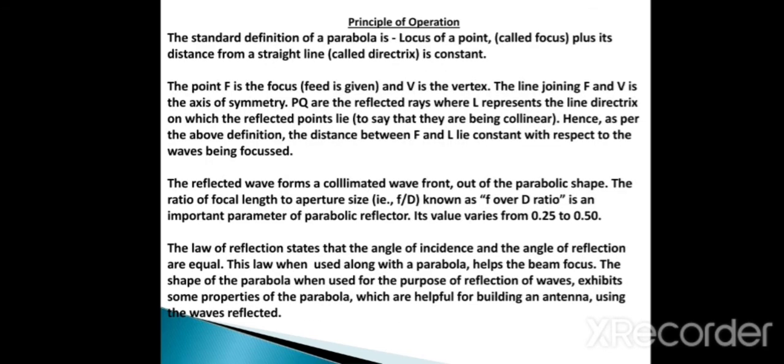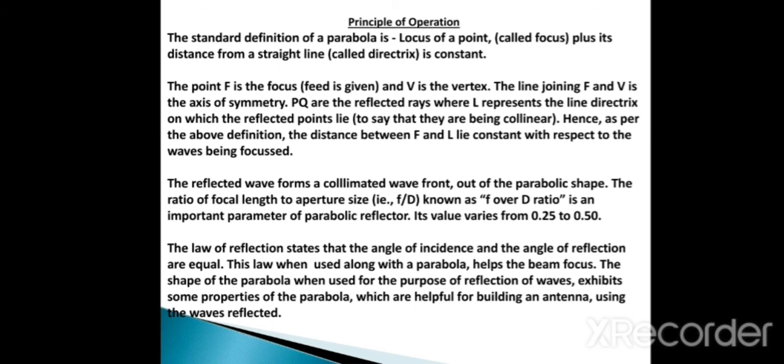Now, I already told the same thing, but let us see it once more. The standard definition of the parabola is the locus of a point whose distance from the focus plus its distance from the straight line, which is called the directrix, is constant. The point F is the focus feed, and V is the vertex. The line joining F and V is the axis of symmetry, and P, Q are the reflected rays, where L represents the line of the directrix on which the reflected points lie.